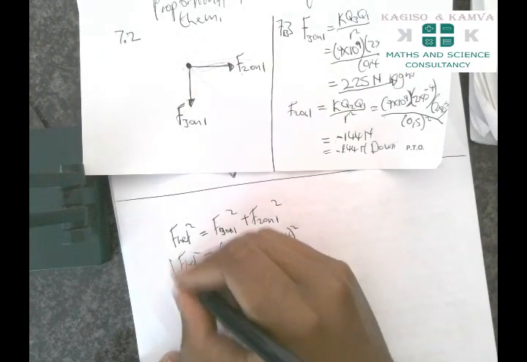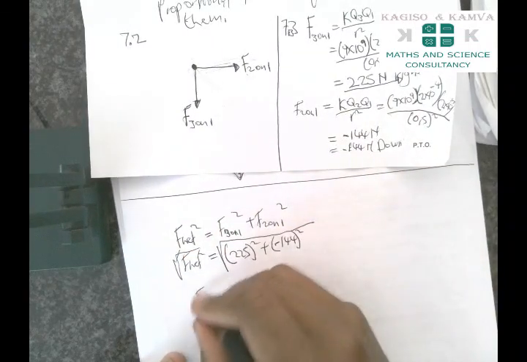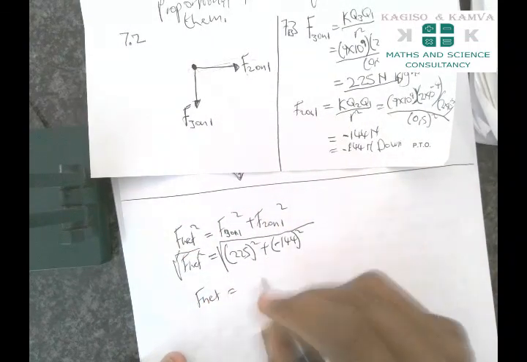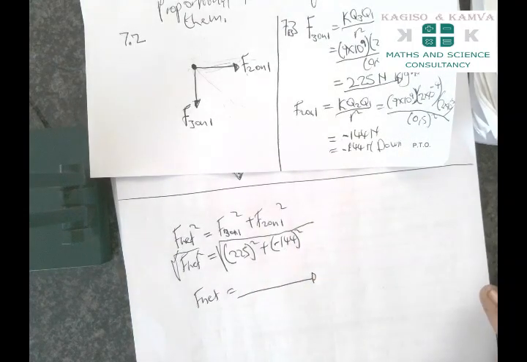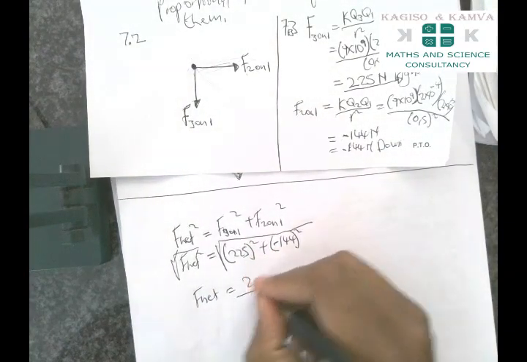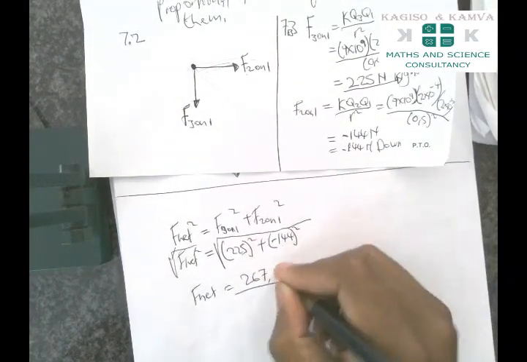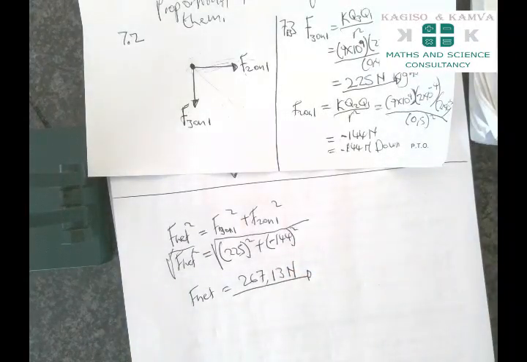And then you introduce the square root on both sides. I have F net. What will it look like if you punch everything on your calculator there? Also get the square root. Yes, 267.13 Newtons. Can you see that?